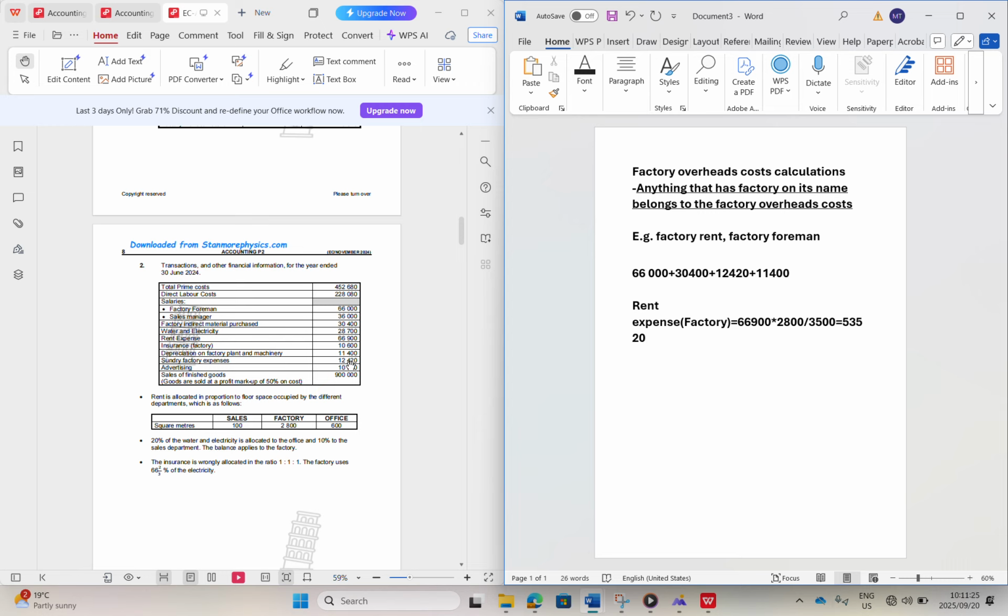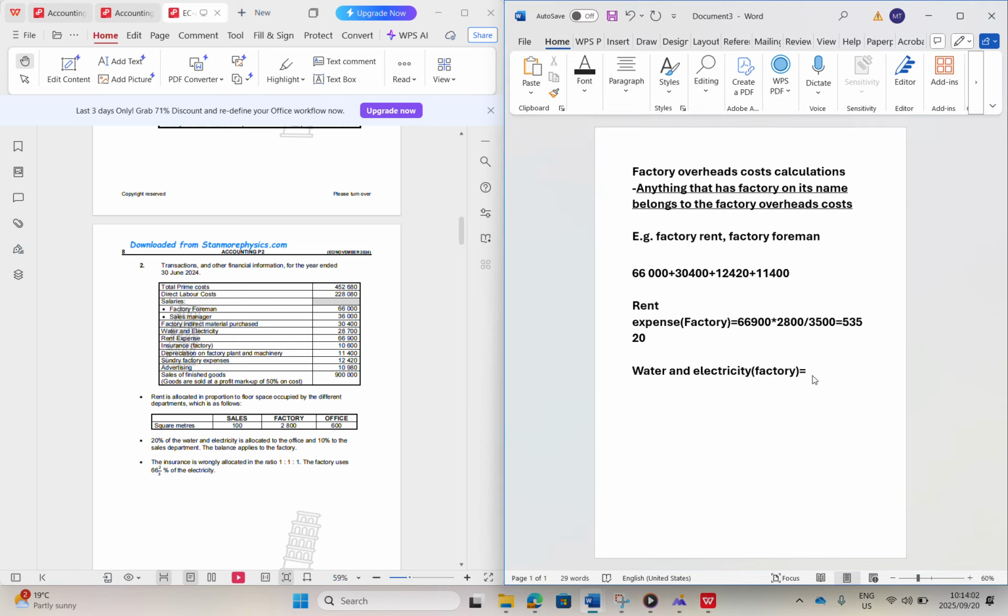Then we also have the water and electricity. It says 20% of the water and electricity is allocated to the office and 10% to the sales department. The balance applies to the factory. So in total, we have 100%. Then 20% is allocated to the office and 10% to the sales, so the balance applies to the factory.